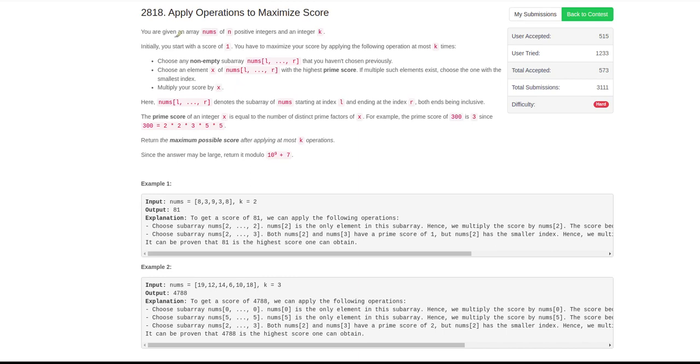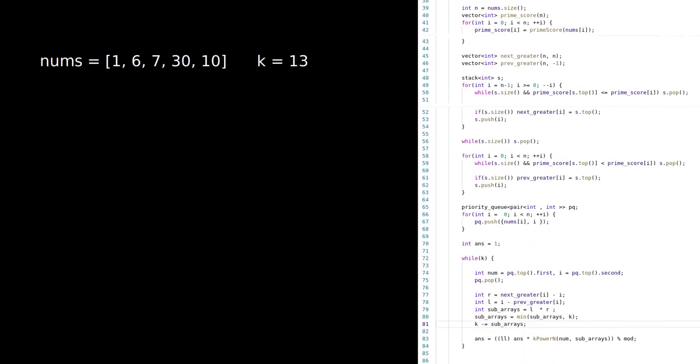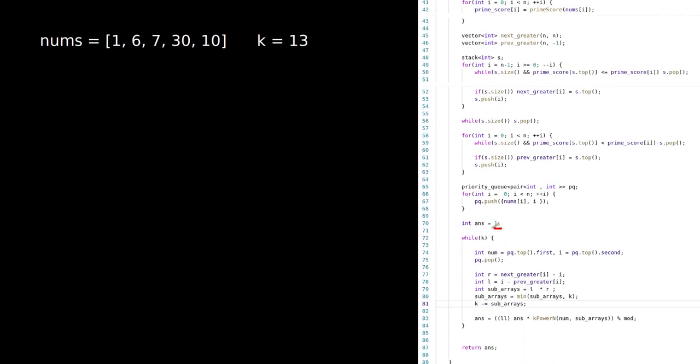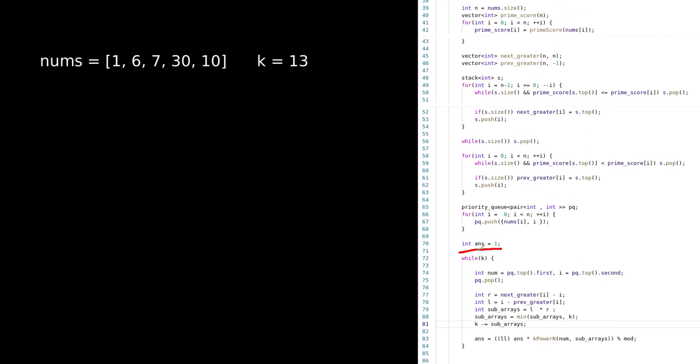Hi, this is the LeetCode question Apply Operations to Maximize Score. This is the last question of weekly contest number 358. To solve this question, initially we have the answer equal to 1 and we need to maximize the score, or the answer, as much as we can.